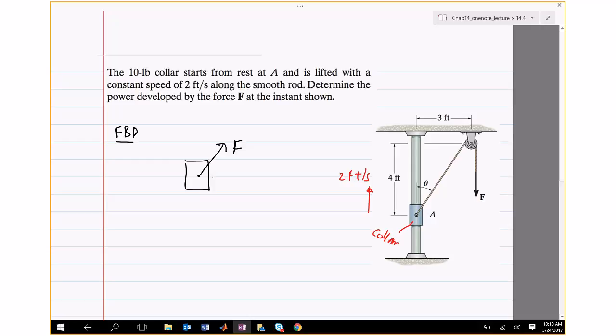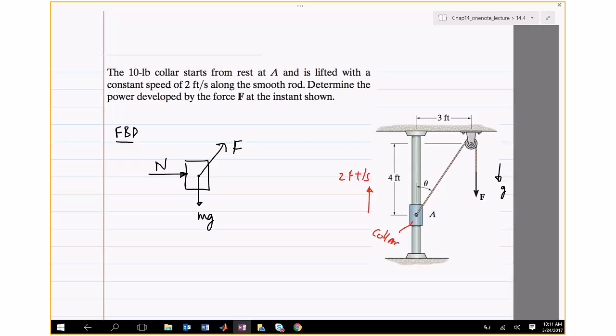There is, well, this is not given here, but there is, of course, gravity. So that's going to be mg downwards. And since I've removed the collar from the rod, I have to replace the effect of the rod with a force, and that force is going to be in the normal direction. Because if there was no such force, then this collar would not have stayed firmly in that position. It would have moved in the horizontal direction. So there has to be a force.